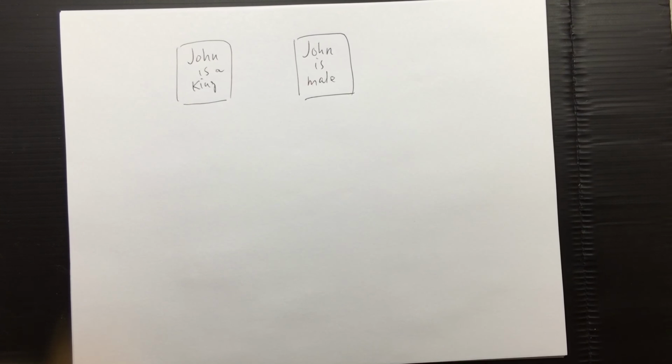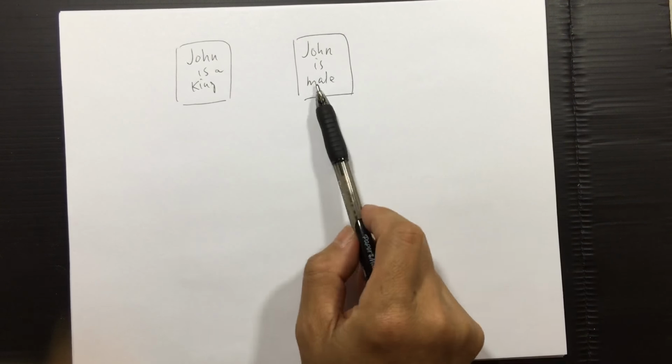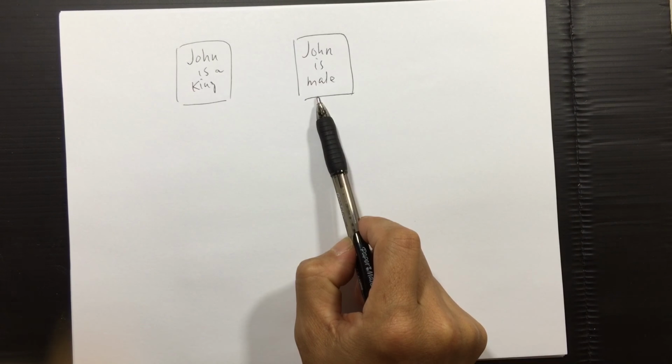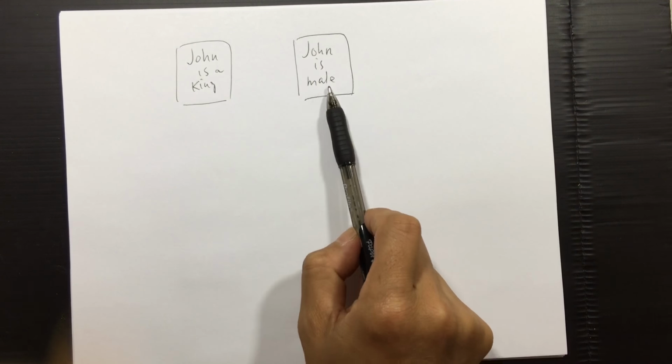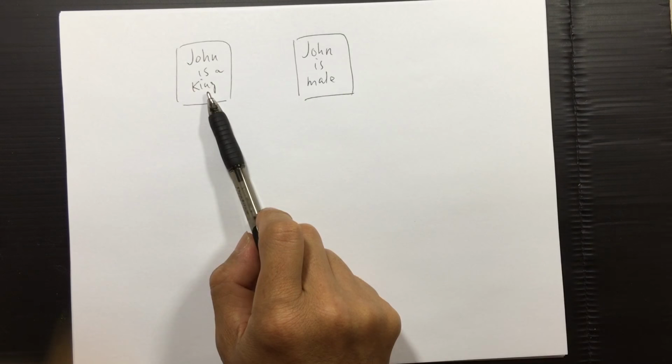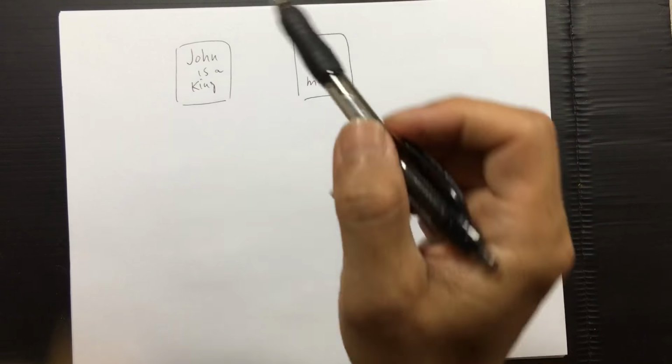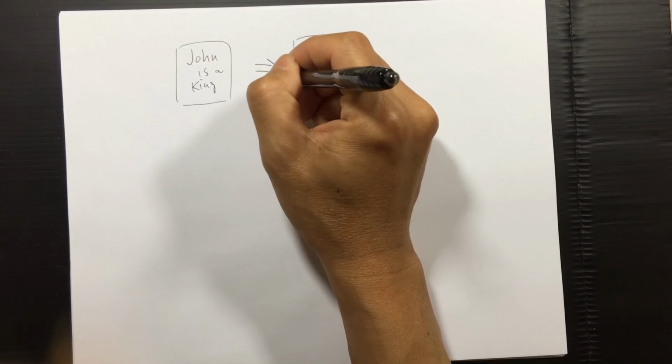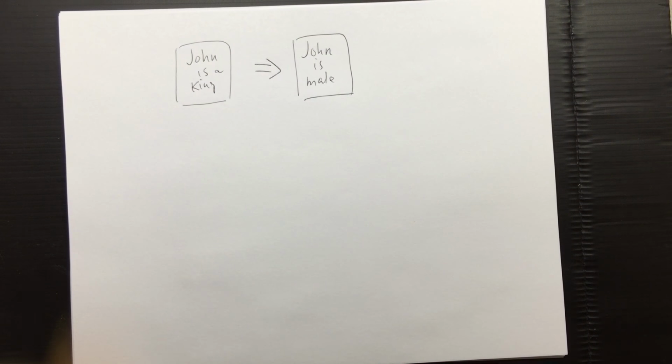They're both correct, both factual. If you know John is the king, do you know John is male? Sure, right? If you know John is male, do you know John is the king? No. Not necessarily, right? So from this you can go to that, but it cannot come back.